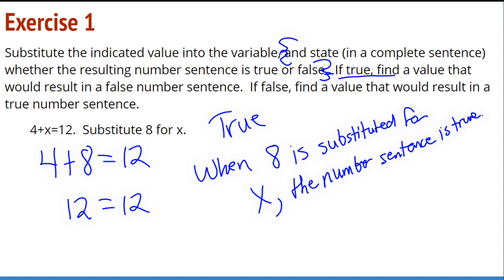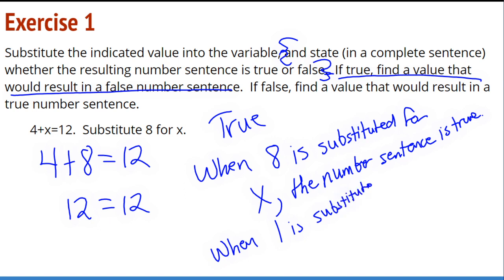Now if it's true, which it is, I need to find a value that would give me a false number sentence. When 1 is substituted for x, the number sentence is false.